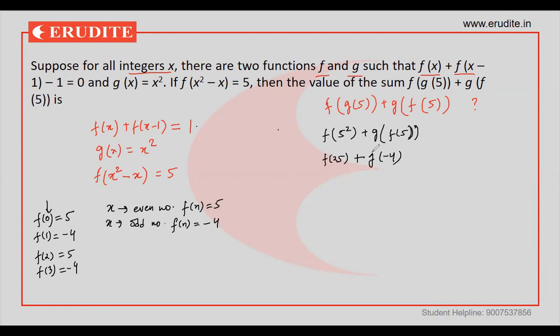So basically I have to find out this thing: f(25). Here the x value is 25, which is again an odd number. That means function f will give you -4. Now g(-4): in place of x, I'm going to replace with -4, and (-4) square is 16. So the answer is 12. So the correct answer for this question is 12.